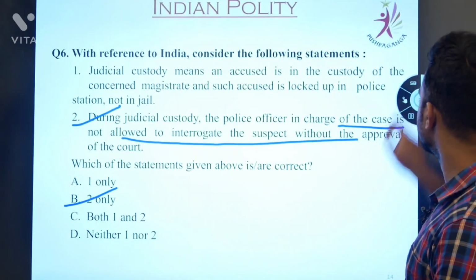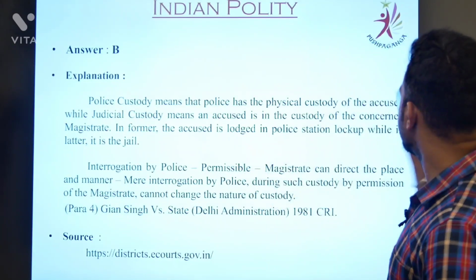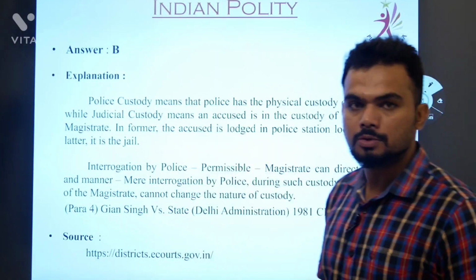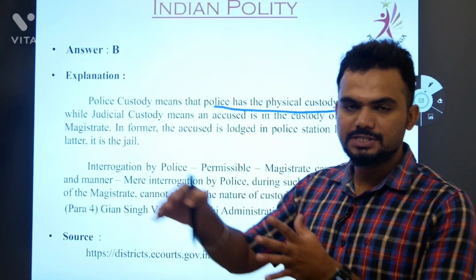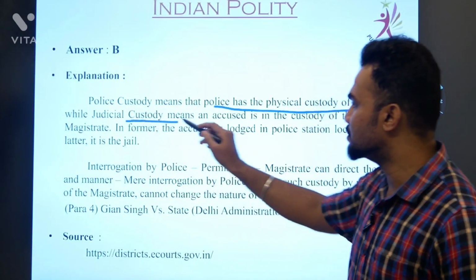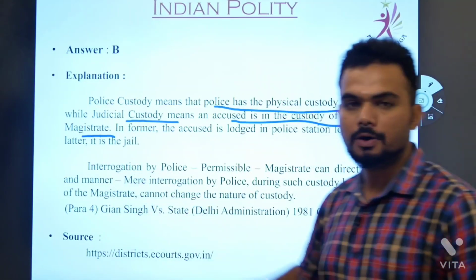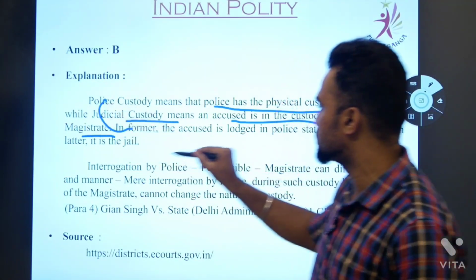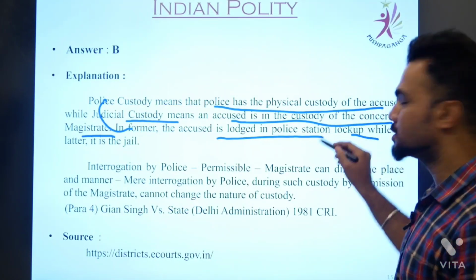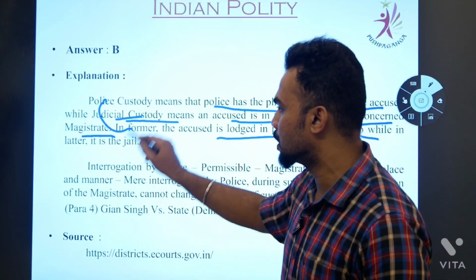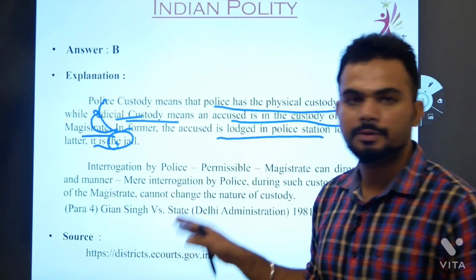So the answer for this question is B, 2 only. Here is the explanation for the previous answer. So now what is police custody? We just came to know about this earlier. Police custody means the police has the physical custody of the accused, while judicial custody means the accused is in the custody of the concerned magistrate. In the former, that is in police custody, the accused is lodged in the police station, in the police station lockup, while in the latter, that is in judicial custody, he will be in the jail. In police custody, he will be in the police lockup.